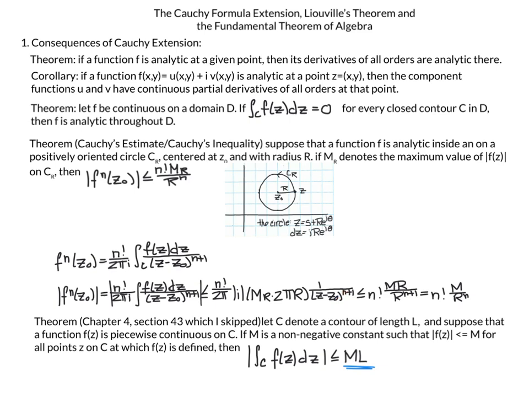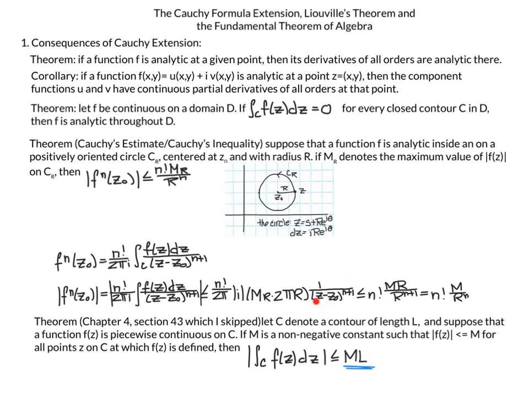I'm going to do a little bit of simplification. I can cancel out my 2 pi here with this 2 pi. I'm left with n factorial. Again, the modulus of 1 over i is just 1. And then I'm left with M sub r, and I have this r here, and I have z minus z naught to the n plus 1. But in this case, for any point z on my contour, z minus z naught should be equal to r.